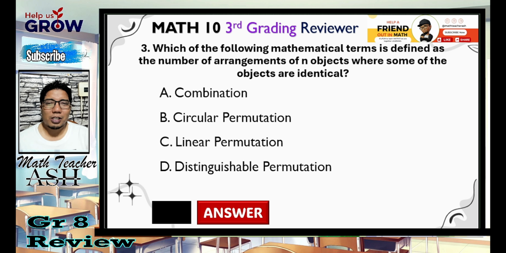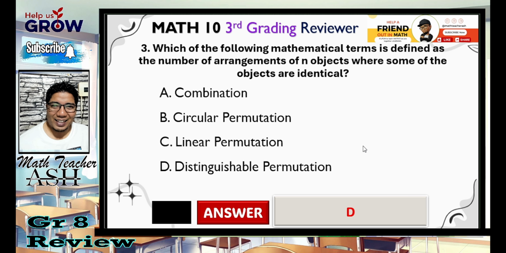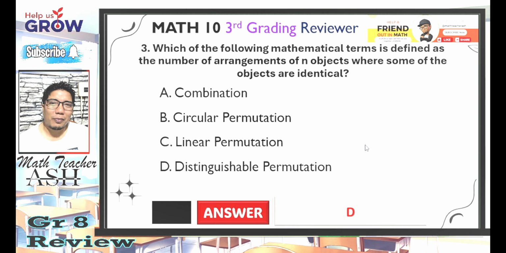Alright, my dear math learners, this question is very easy. Why? Because it talks about the arrangement. So, meaning, we are talking still about permutation. And this is a very distinct permutation because it talks about identical objects. And if you have a scenario where you have identical objects, then that is called distinguishable permutation. That is letter D. Let's check whether we are correct. Alright, easy, right? Now let us go to question number 4.